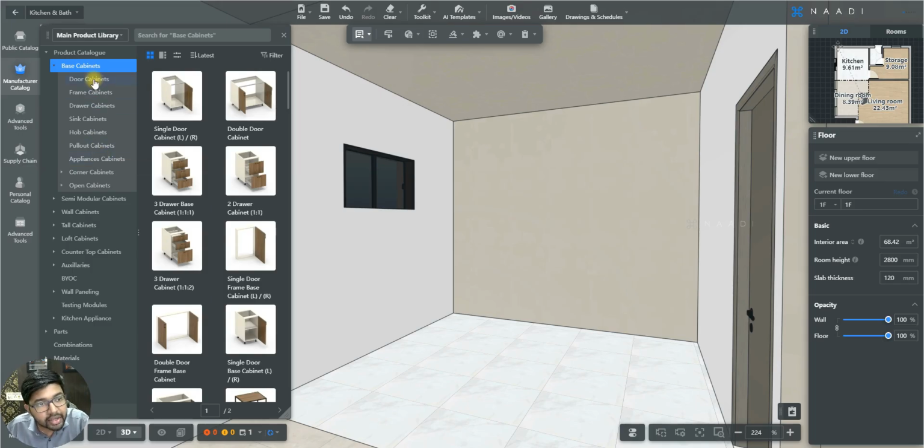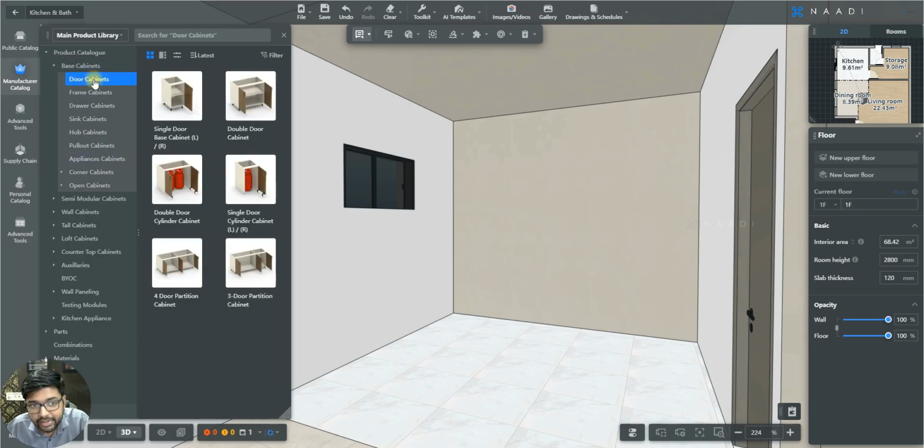In that, the first subcategory here is your door base cabinets. Click it and it will show you the different cabinets present under this subcategory. In this, can you see here? You have your single door base cabinet, double door base cabinet, and this one is also a single door and this one is also a double door, and then you have your 3 and 4 door combinations.